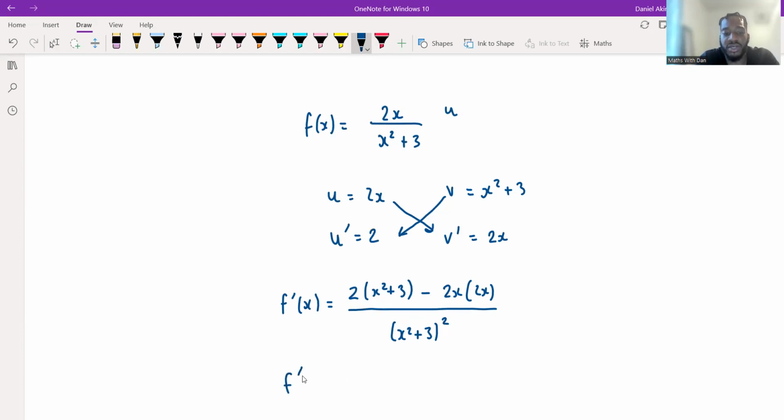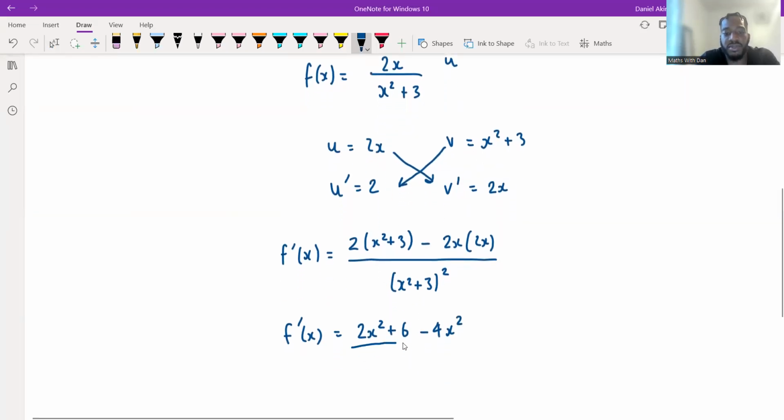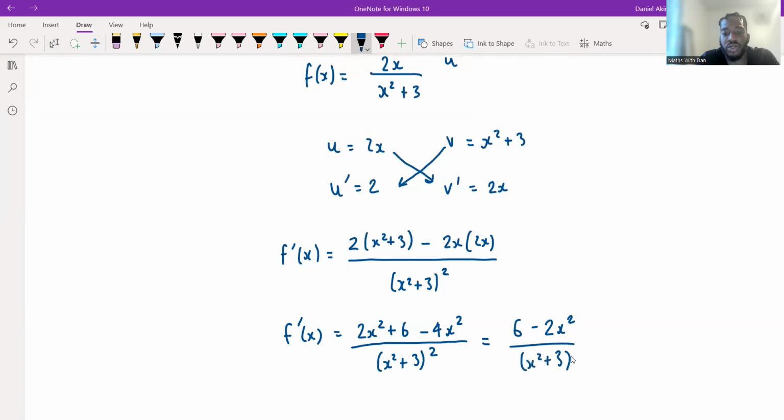What we should do now is just attempt to simplify and tidy up where we can. So if I look at the numerator, I can expand that. That will give us 2x squared plus 6, and then this will give us minus 4x squared, isn't it? So now if I tidy this up, this is all divided by x squared plus 3 all squared. Now we don't need to expand the denominator. That's fine. The numerator though, this just becomes 6, minus 2x squared minus 4x squared is minus 2x squared, isn't it? So this is 6 minus 2x squared on the top over x squared plus 3 all squared.